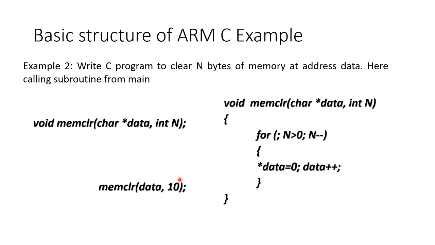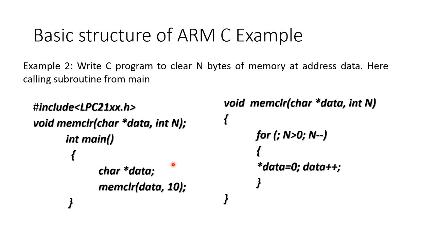See, this is the 10 iteration. 10 is equivalent to n. And data is a pointer. You are passing the data here. You have to specify it while calling also. Then this is the main program. This is how you can write the same program, with the memory clear as a function or subroutine, which is called within the main function.